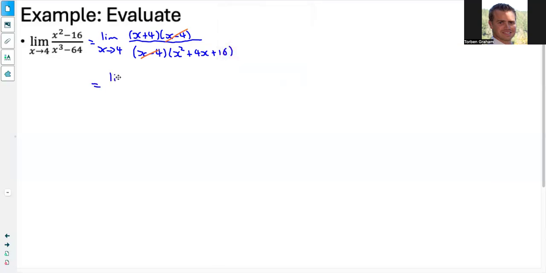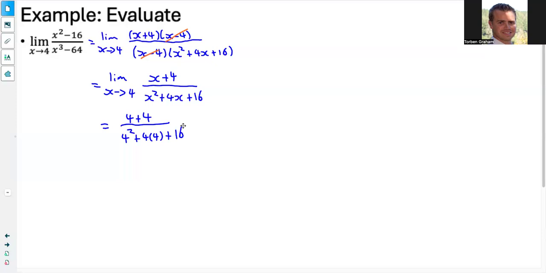So now that's leaving us with a limit as x approaches 4 of x plus 4 over x squared plus 4x plus 16. What you'll notice is it's no longer 0 over 0. So we can substitute in our 4. So this would be equal to 4 plus 4 over 4 squared plus 4 times 4 plus 16. That gives us 8 over 48. We can reduce that, and our limit is equal to 1/6.